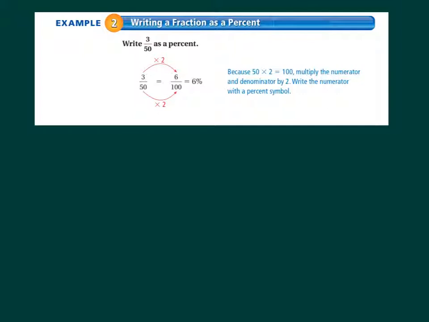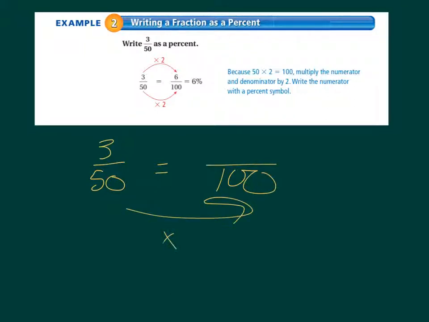So 3 over 50 as a percent, again, I think your book is going to be pretty nice to you. The work is shown there, but I'm going to show you the work here and talk through it. So we're supposed to write 3 over 50 as a percent. Again, ideally, we want to get to 100. So whatever we took times 50, we have to do to the top as well. So this one's 2, this one's 2 as well. We get 6 over 100. So my answer is 6%, because that's what 6 over 100 means.